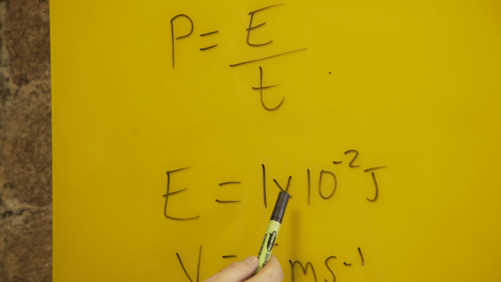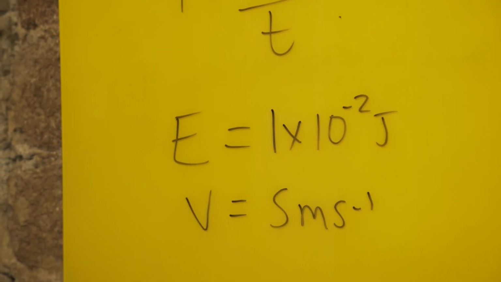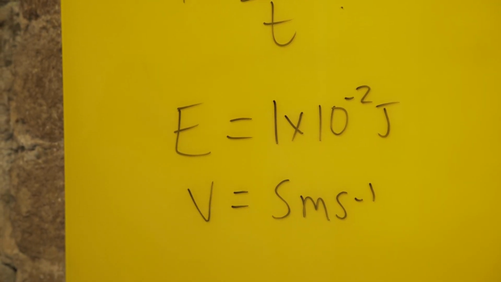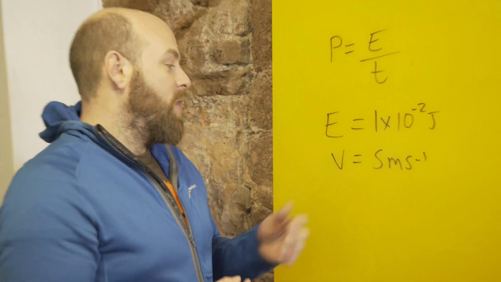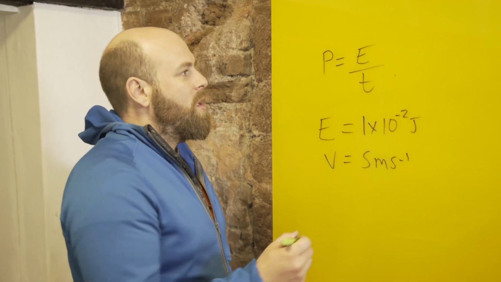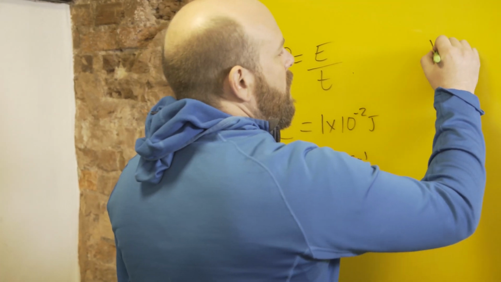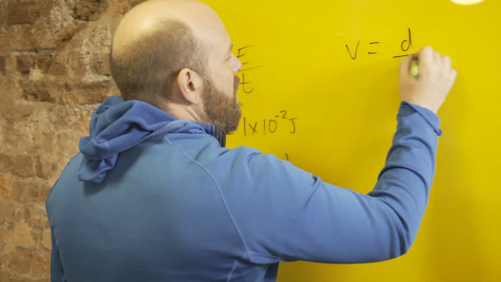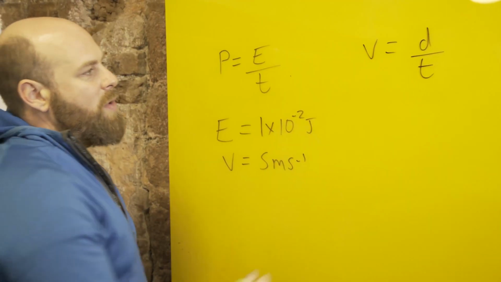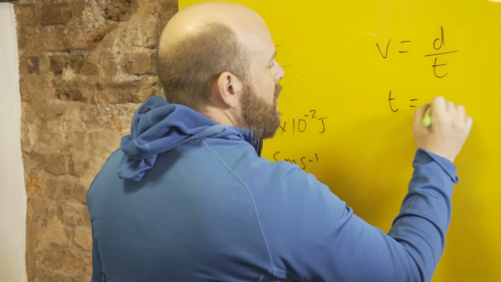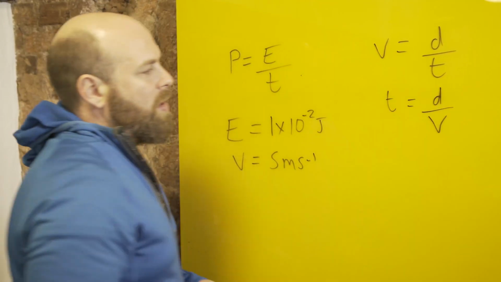Okay, so we have our energy, we have a velocity, but we still haven't got our time. You may ask, why have I calculated velocity? But we can get a time scale from our velocity approximation. So if I say that the velocity is equal to the distance divided by the time, I can rearrange this to say that the time is equal to the distance over the velocity.